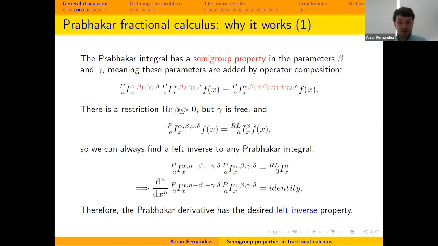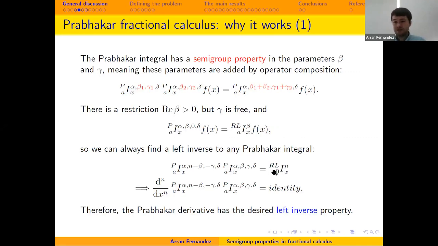There is a restriction on beta, but gamma is free. Gamma can be any complex number, anything you want. If you set gamma to be 0, you get back to Riemann-Liouville. Riemann-Liouville, we know what the left inverse is. So that means we can always find the left inverse to any Prabhakar integral. Put together two Prabhakar integrals, beta and n minus beta, both positive, and then you get n.